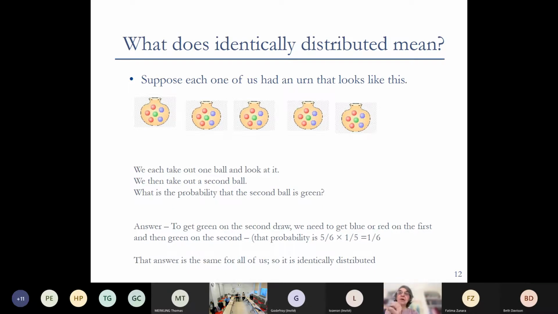So we're all doing this experiment. To get green on the second draw, we need to get a blue or red on the first and then a green on the second. So that probability, assuming the balls are all the same and we mix them all up, is 5/6, the probability of getting red or blue first, times 1/5. And we multiply those together and it's 1/6. So this answer is the same for all of us. So this process is identically distributed. Next slide.